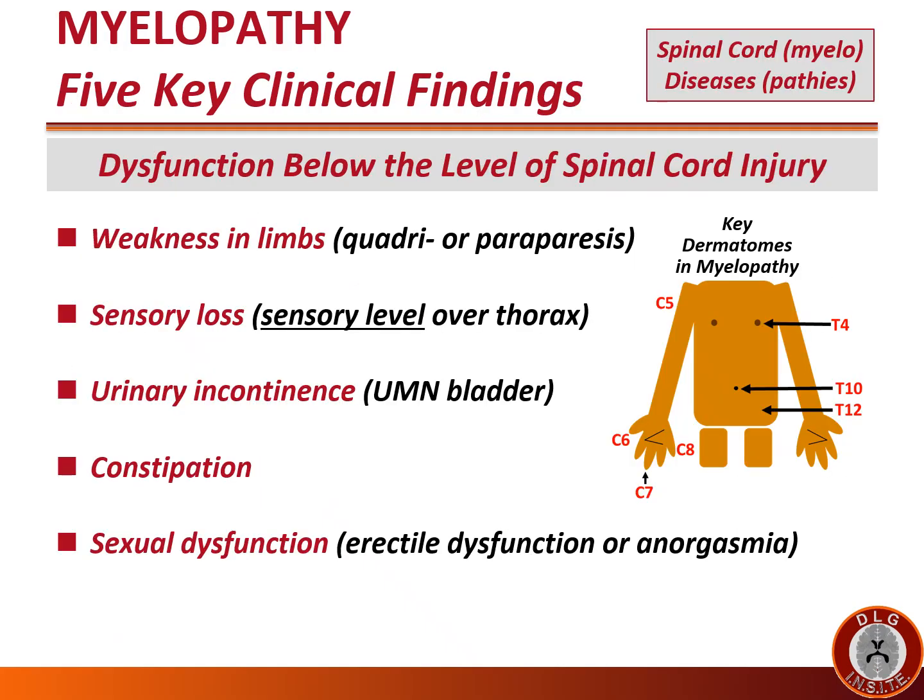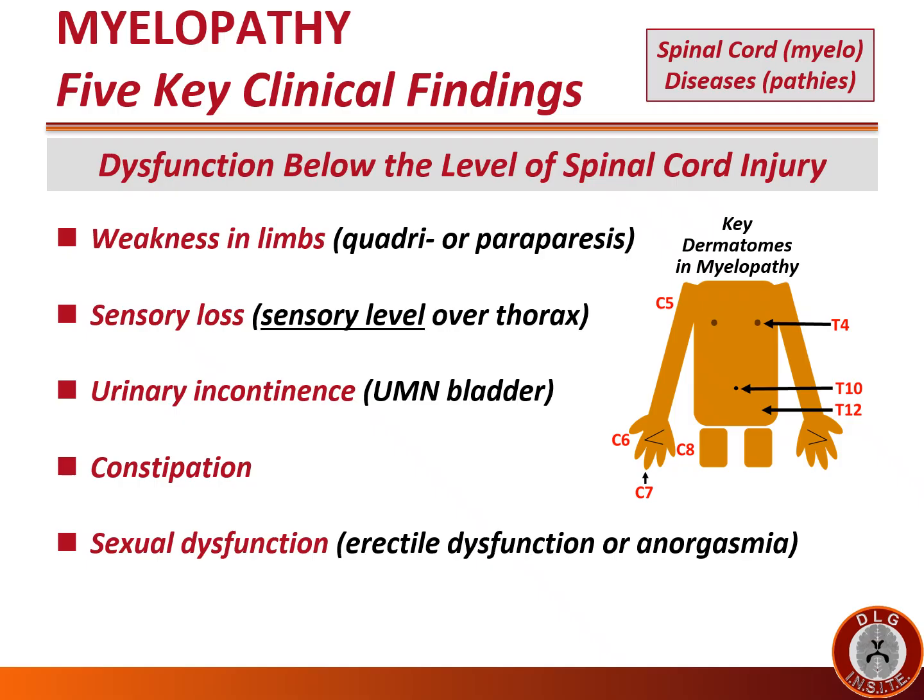We use the term myelopathy for spinal cord diseases or spinal cord dysfunction. Myelo refers to spinal cord, and disease is represented by pathy, or dysfunction: myelopathy. The 5 key clinical findings of a myelopathy occur because once the spinal cord is injured, everything below it is not connected to the brain. So there is dysfunction below the level of a spinal cord injury.